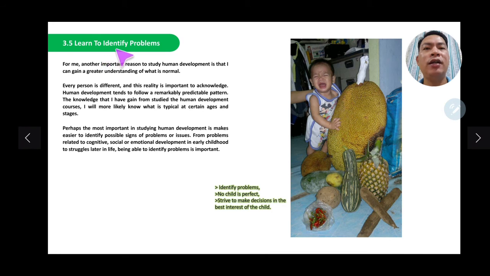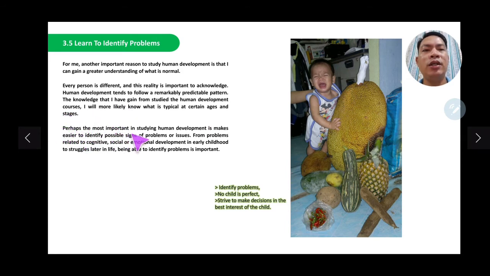3.5 Learn to identify problems. For me, another important reason to study human development is that I can gain a greater understanding of what is normal. Every person is different, and this reality is important to acknowledge. Human development tends to follow a remarkably predictable pattern. With the knowledge that I have gained from studying the human development courses, I will more likely know what is typical at certain ages and stages.